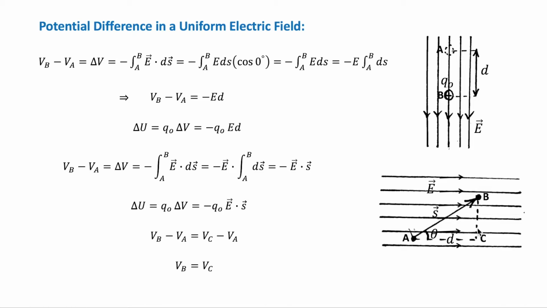For a uniform electric field, a family of parallel planes that are perpendicular to the field are equipotential surfaces. So this surface is an equipotential, and this is an equipotential surface. Any surface that is perpendicular to the field is an equipotential surface.